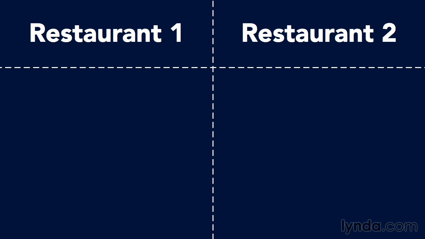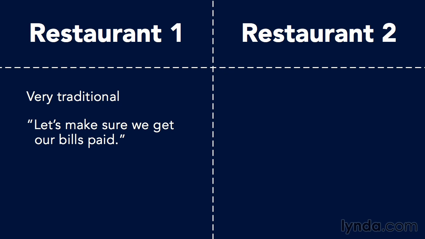Well, accounting at restaurant number one is very traditional. They don't do anything fancy. They just want to make sure they get their bills paid. They want to make sure that their employees get paid on time. Even though it's a soup and salad restaurant, they've got a meat and potatoes accounting system. Very traditional.